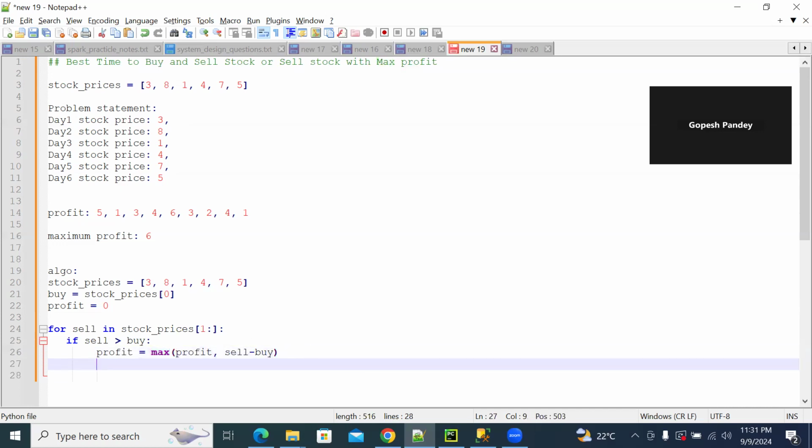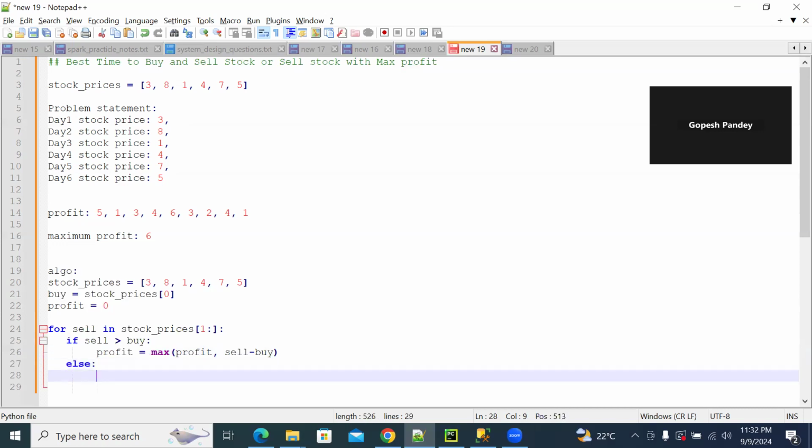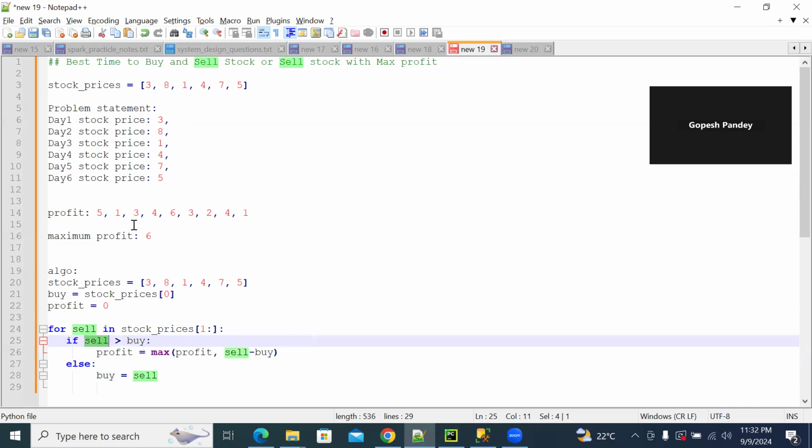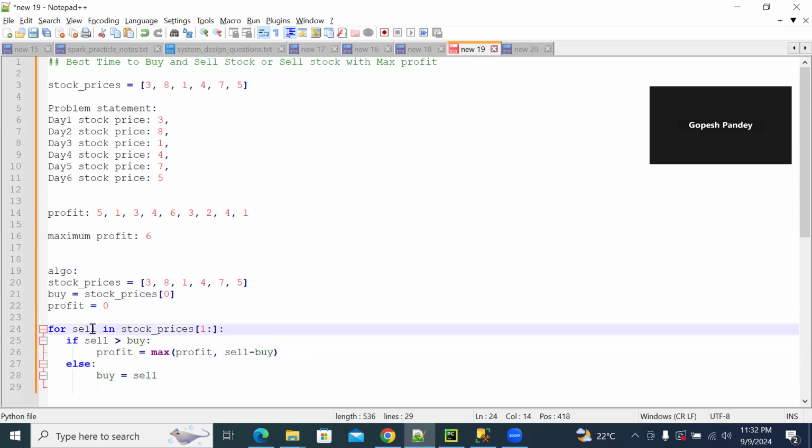So if sell is greater than buy, you are getting the profit, right? Else, what you need to do? Else you just update the buy with the sell. So basically, for example, let's go one by one. 3 is your buy amount. Now you are iterating the loop. You got 8. 8 is greater than 3. Yes, you got into here. Profit is 0 as of now. Sell minus buy, meaning 8 minus 3, and you got the profit as 5.